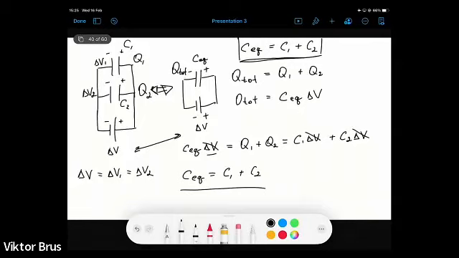So that is this relationship between equivalent capacitance of two capacitors connected in parallel. And if we have more, then we just continue this. So it will be plus Cn.